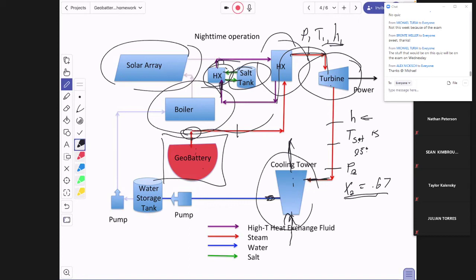So each one of these devices, except for the storage tank and the geo battery, you should be able to handle energy balances on each one of those. And you should be able to do a mass balance on each one of those. And you should be able to look at energy balances in a way that you could do things like calculate power, or if that were a turbine, to do work.